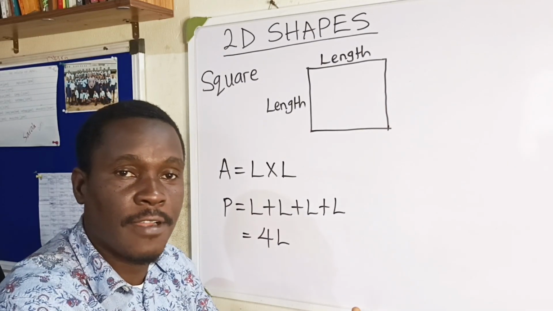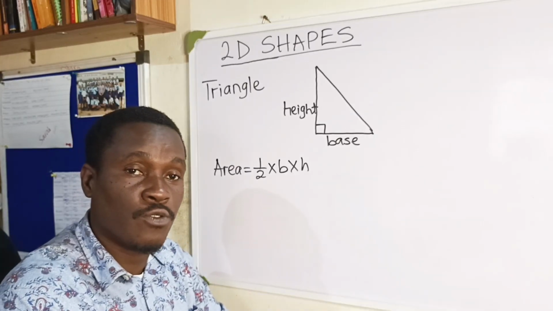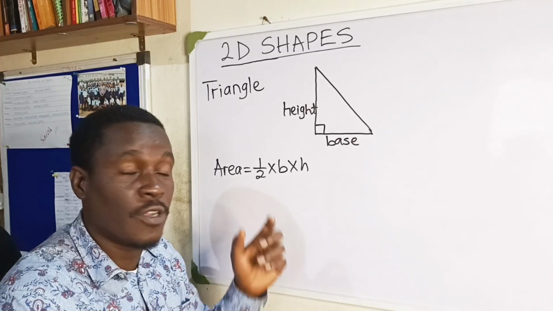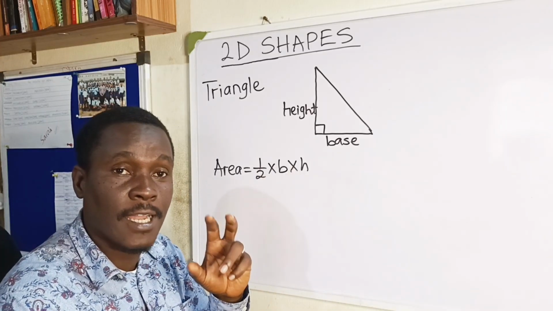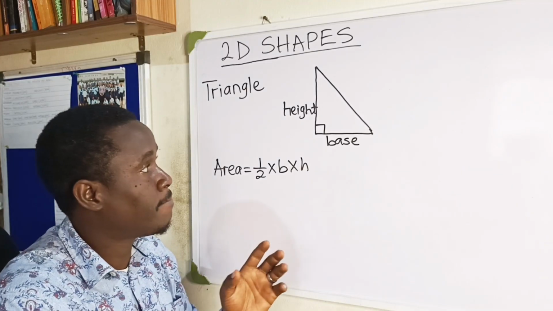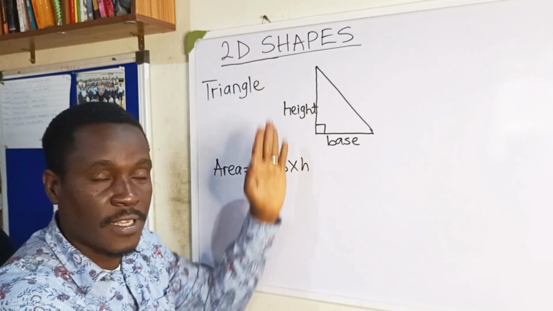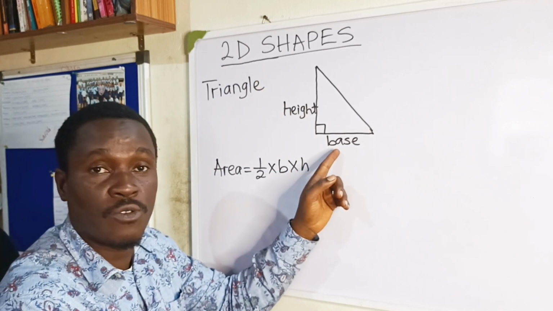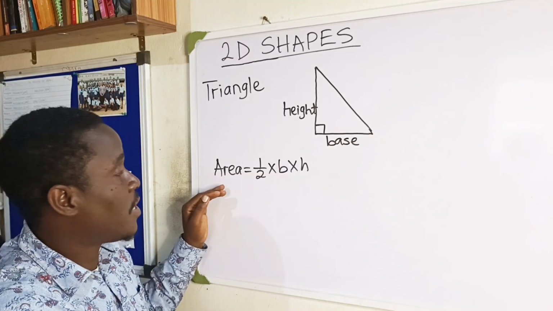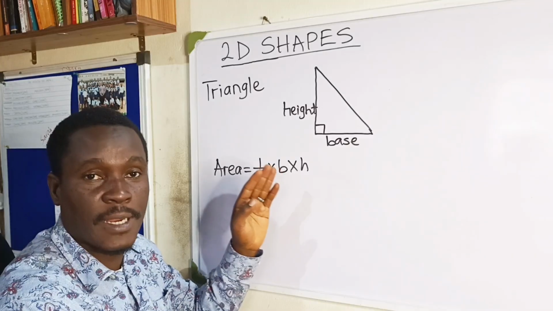Next, let's consider the area and perimeter of a triangle. A triangle is a 2D shape that has 3 sides and 3 angles. There are actually different types of triangles, but in this situation, we are looking at a right angle triangle, a triangle that has one of its angles equal to 90 degrees. Okay, so to calculate the area of this triangle, we need to know the height, which is the vertical side of the triangle. We need to know the base, which is the horizontal component of the triangle. So the formula for area of a triangle is half multiplied by the base multiplied by the height.